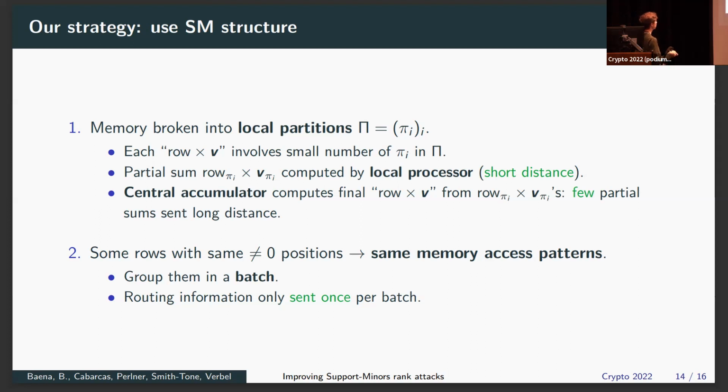Because first, using the structure of our system, we can make it so that only a small number of partitions will be responsible for one rho times V product. So this means that only a few partial sums need to be sent long distance. So we try to reduce the cost like this.